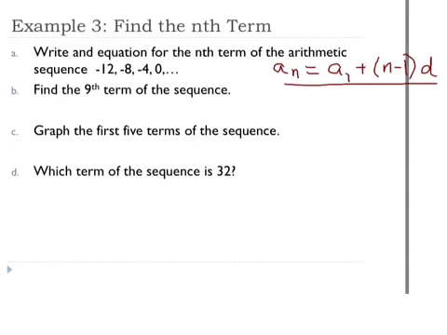What is our common difference? As I look here, I go from negative 12 to negative 8, from negative 8 to negative 4, from negative 4 to 0. What's that common difference? Hope you guys realize that it's 4. So d is equal to 4.